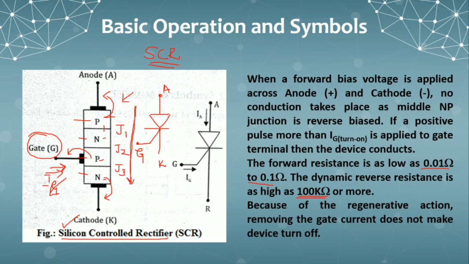It is unidirectional, the current flows in only one direction. So SCR is a semiconductor 4-layer, 3-junction and also 3-terminal device. So this is the introduction of SCR.